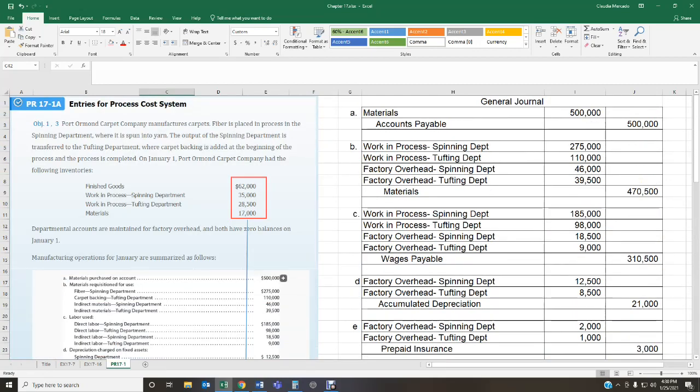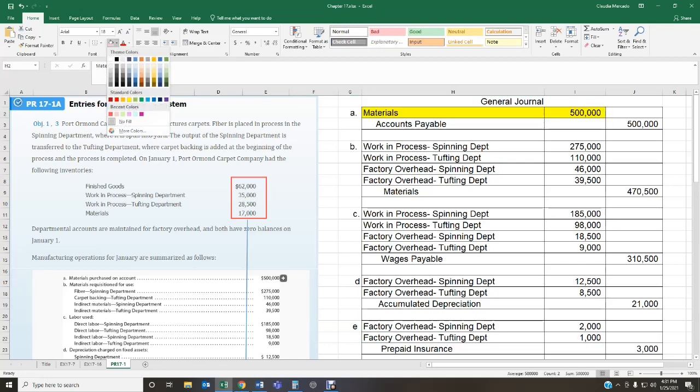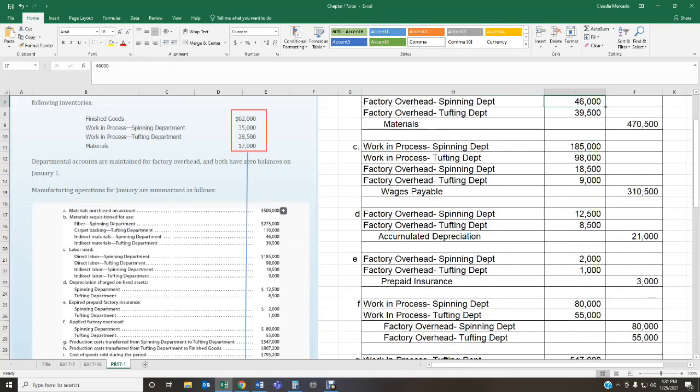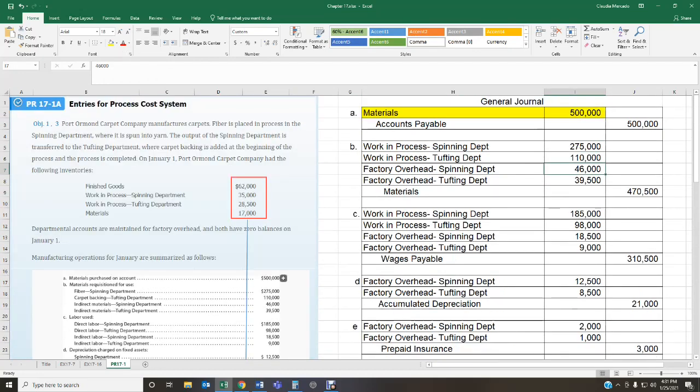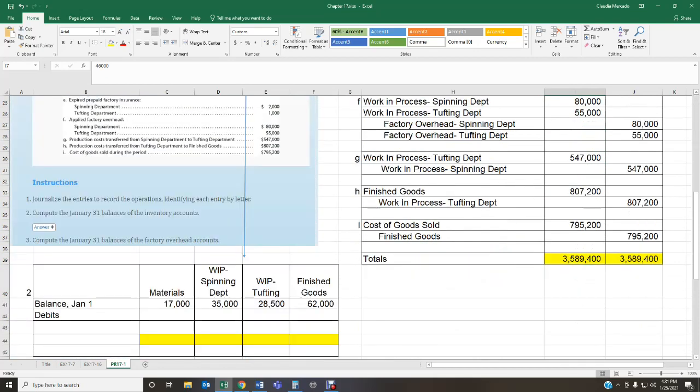Okay, so materials, I've got right here, materials has a 500,000 debit right there. Okay, so I've got a debit there, and that's about the only one I have because I've got a credit down here. So I only have one debit for materials. So I'm going to do my materials. I'm going to add 500,000. Okay, then I'm going to have my credits.